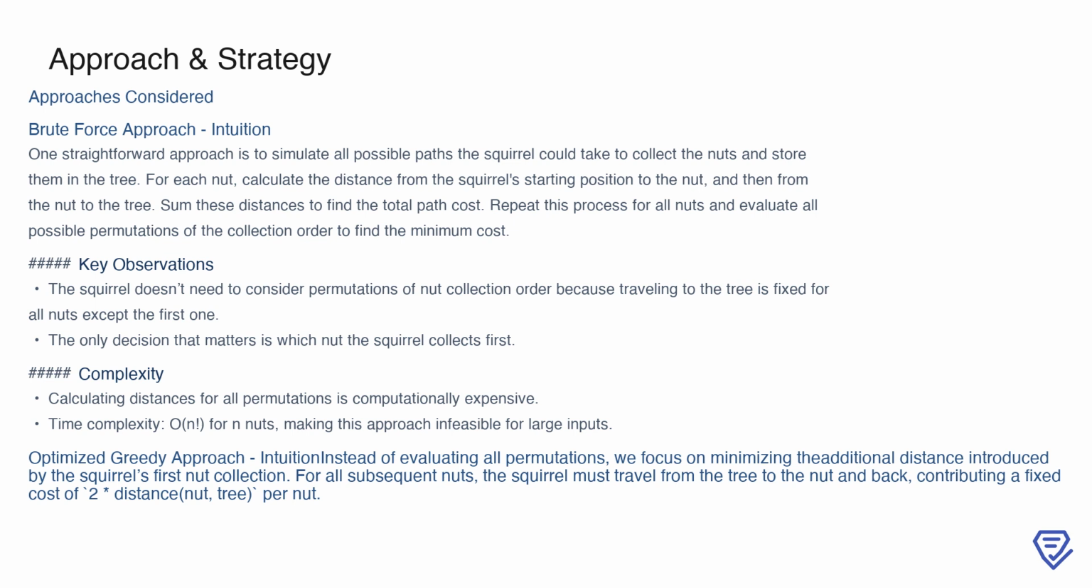A key observation here is that the order of nut collection only matters for the first nut because, for all subsequent nuts, the travel path always involves going from the tree to the nut and back. Therefore, the main decision lies in which nut the squirrel collects first. Calculating distances for all permutations has a factorial time complexity, O(n!), which makes it infeasible for larger inputs. To address this, we turn to an optimized greedy approach, which focuses on minimizing the additional distance introduced by the squirrel's first trip to a nut. For the remaining nuts, the cost is fixed at 2 times the distance between the nut and the tree.